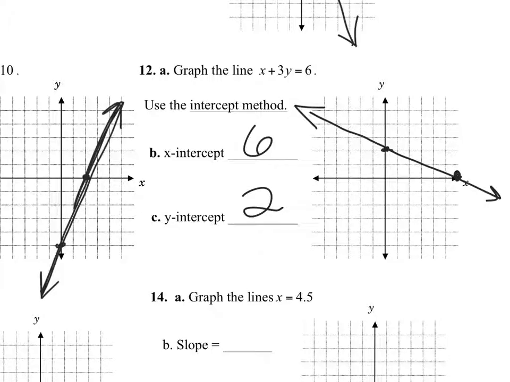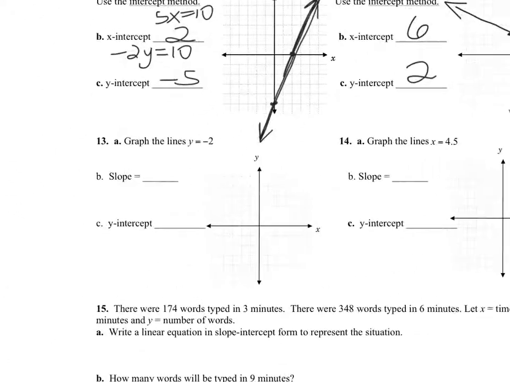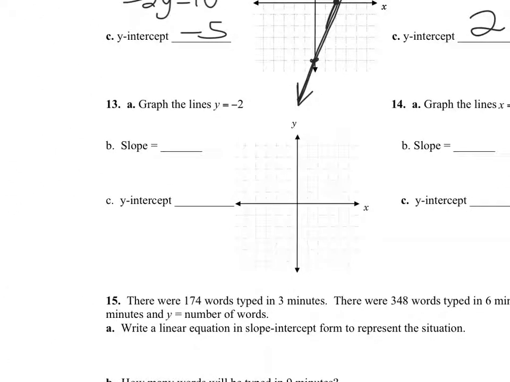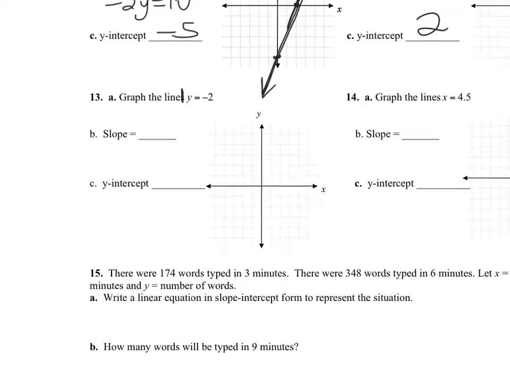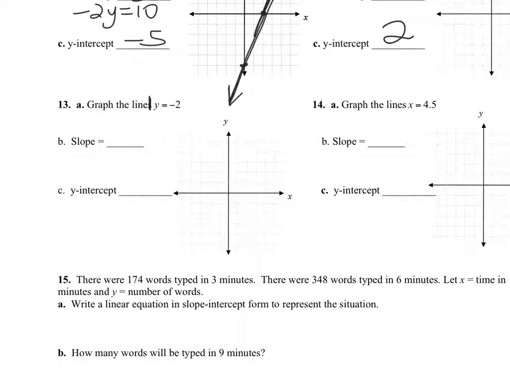Go. Okay, now the next two are a little tricky. So you should really pay attention to this because it's on that quiz. I'm telling you. Graph the line y equals -2. Now, y equals -2 and x equals 4.5. Those are very special lines. They're different than normal lines.